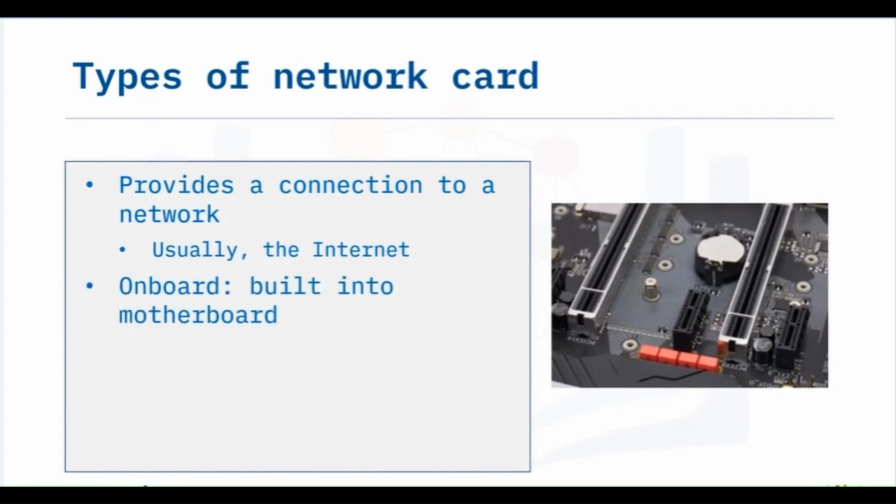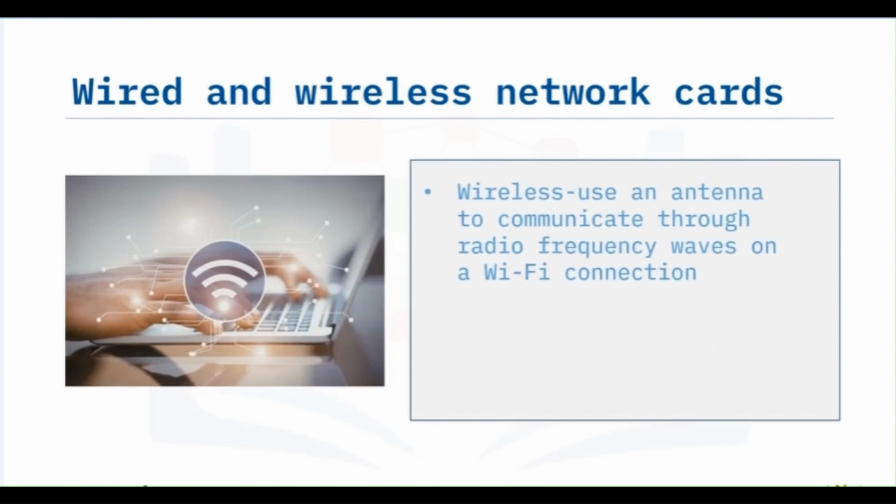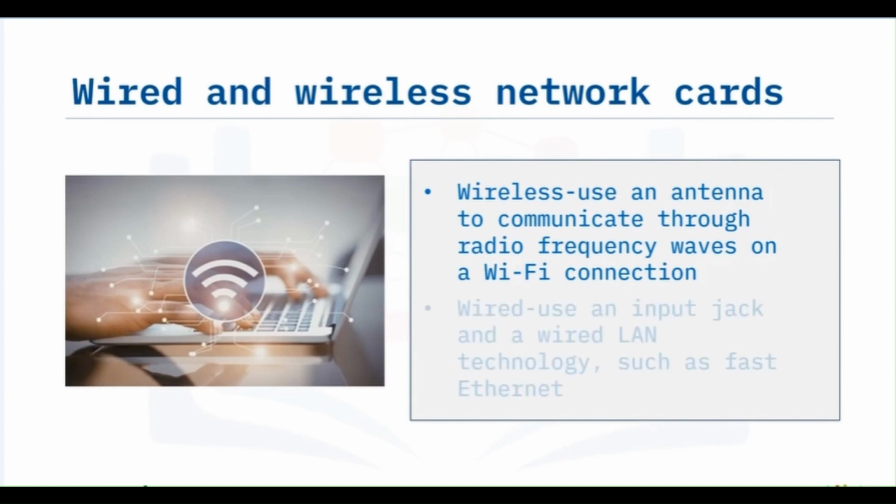On-board NICs are built into the motherboard, and add-on NICs fit into an open expansion slot on the motherboard. In terms of function, speed, and quality, there's no significant difference between the types of NICs. Wireless NICs rely on an antenna to communicate through radio frequency waves on a Wi-Fi connection. Wired NICs rely on an input jack and a wired LAN technology such as fast Ethernet.